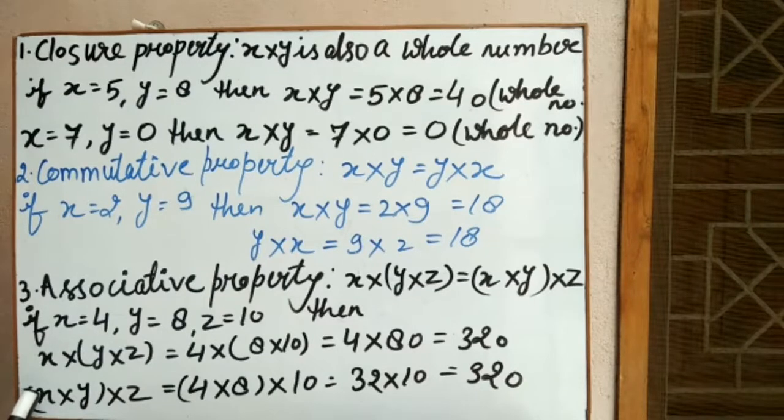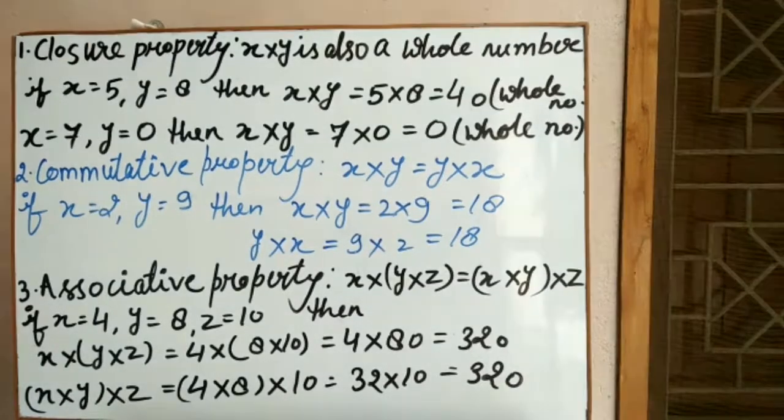Now, (x into y) into z is equal to (4 into 8) into 10. 4 into 8 is 32, into 10. 32 into 10 is equal to 320. We can see the value of this one and this one is equal. So, we can say that associative property exists for multiplication.